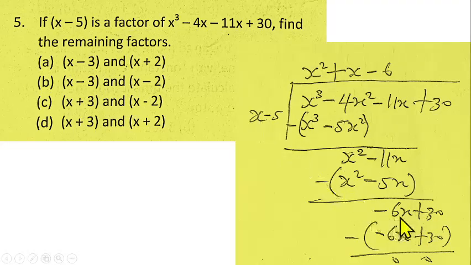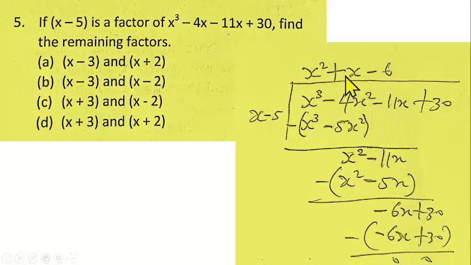x into minus 6x gives us minus 6. Then minus 6 times x gives us minus 6x. Minus 6 times minus 5 gives us plus 30. Introduce minus again, you subtract. Then this one becomes plus, this one becomes minus. So minus 6x plus 6x will give us 0. Plus 30 minus 30 will give us 0.